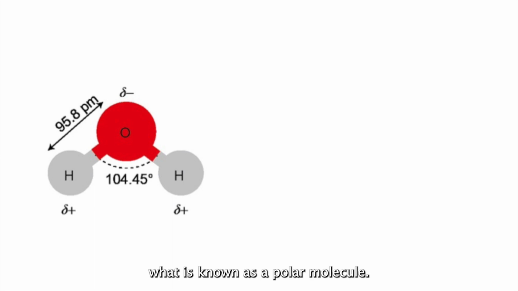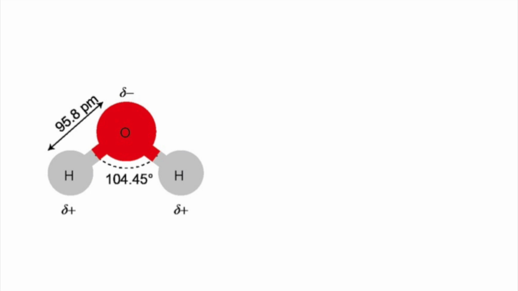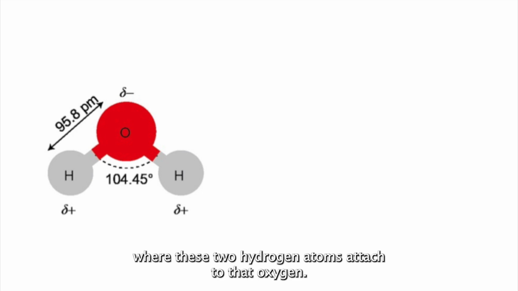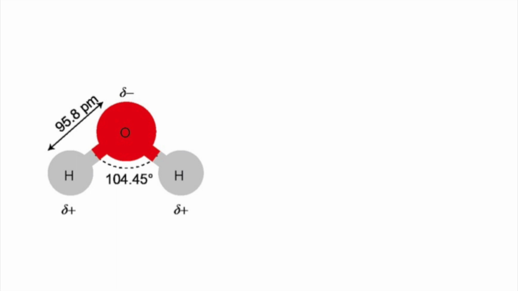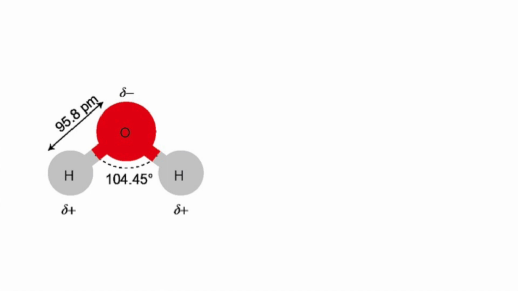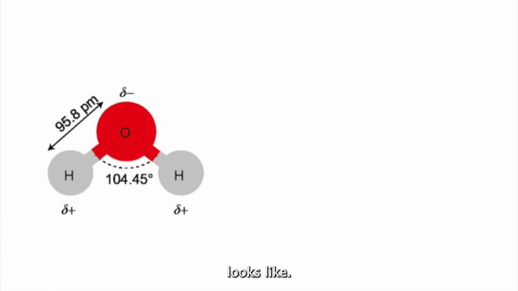Water is what is known as a polar molecule. This means that because of the way the electrons in the outer shell of the atom sit, the number of them, it's not just random where these 2 hydrogen atoms attach to that oxygen atom. In fact, they have a very predictable geometry that you can see reflected in standard images of what a water molecule looks like.